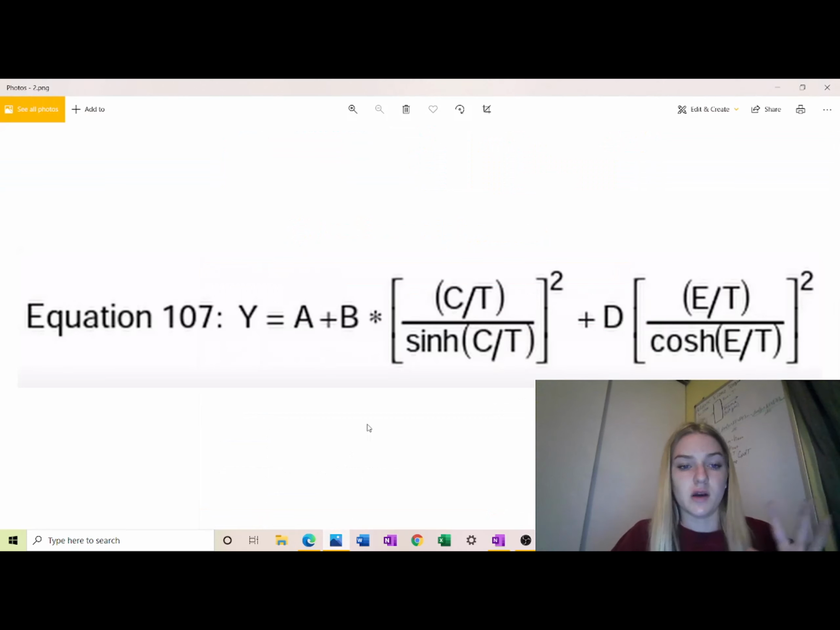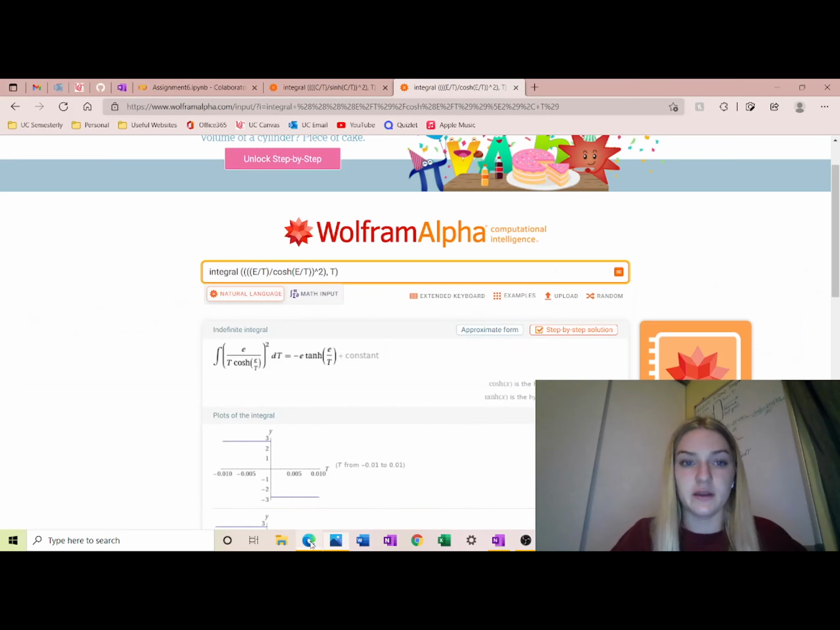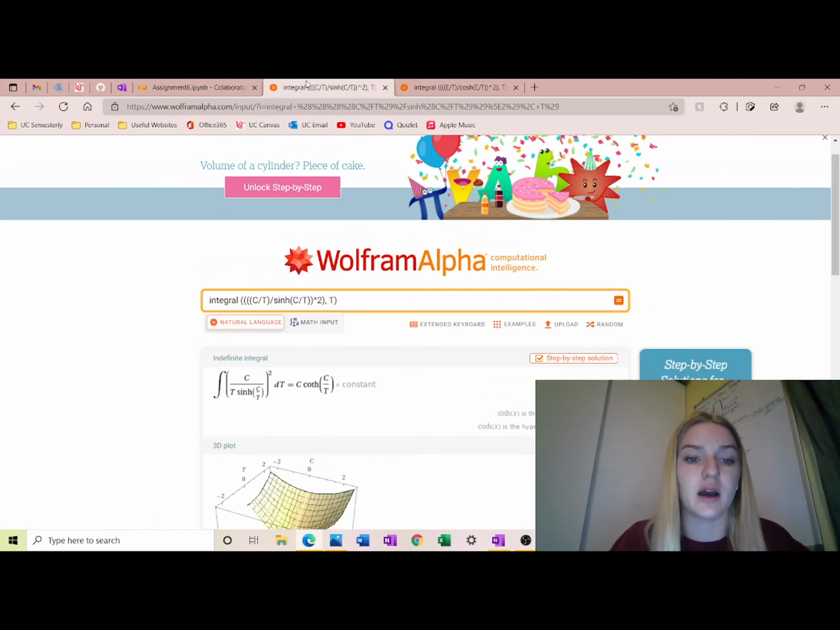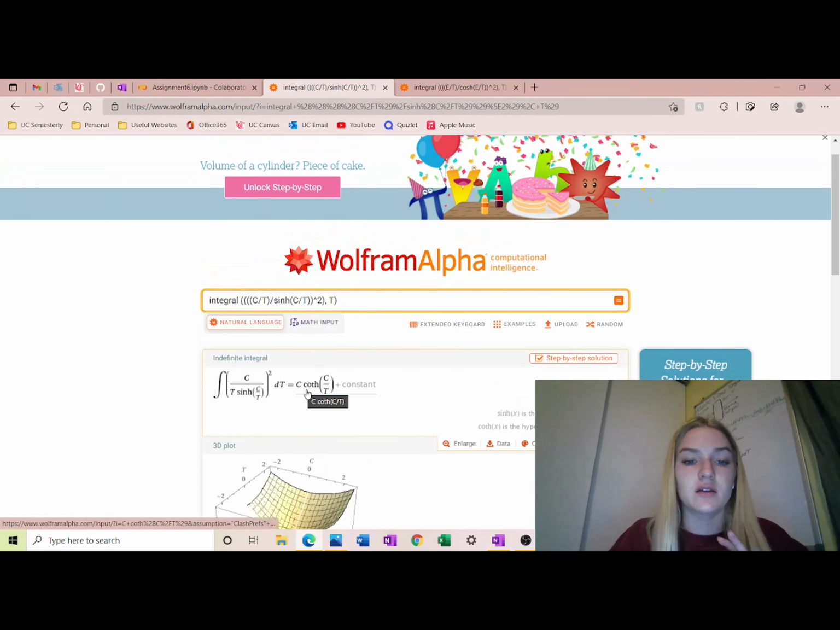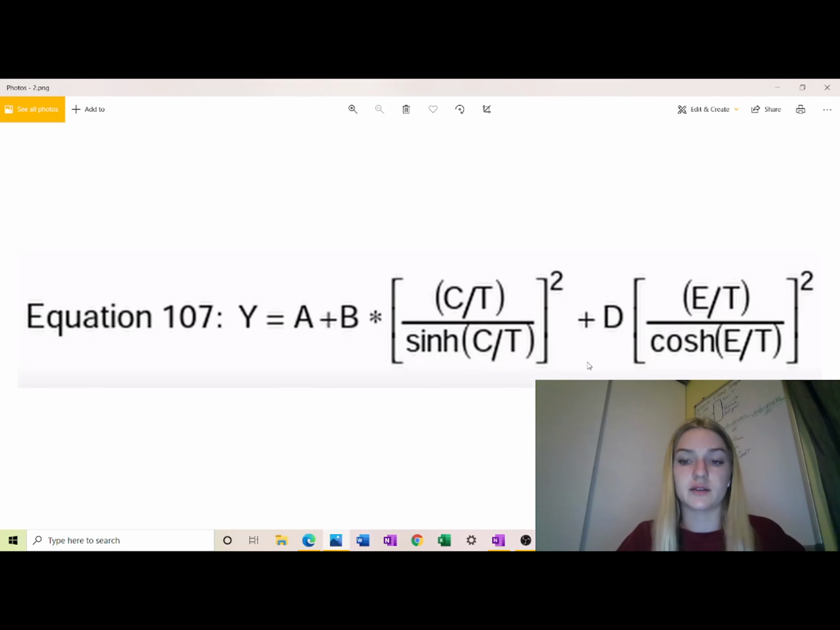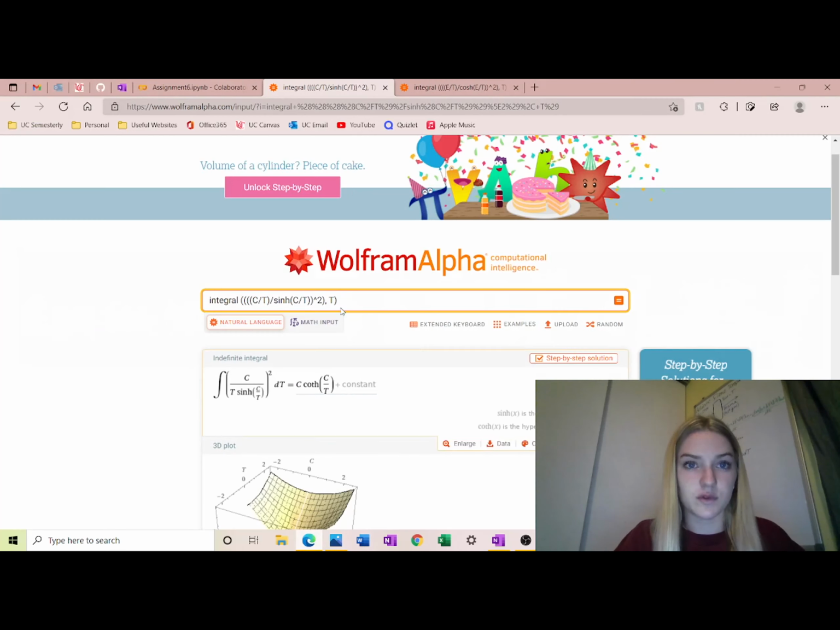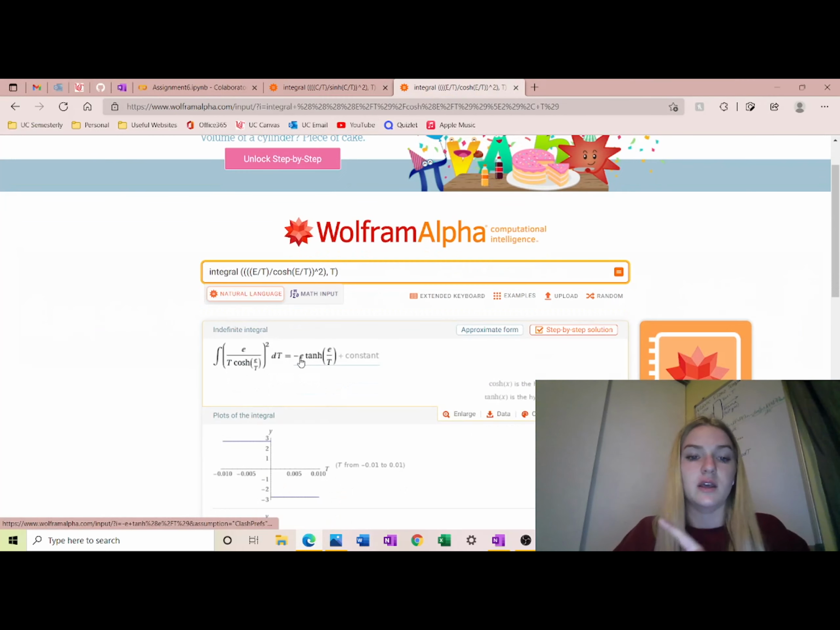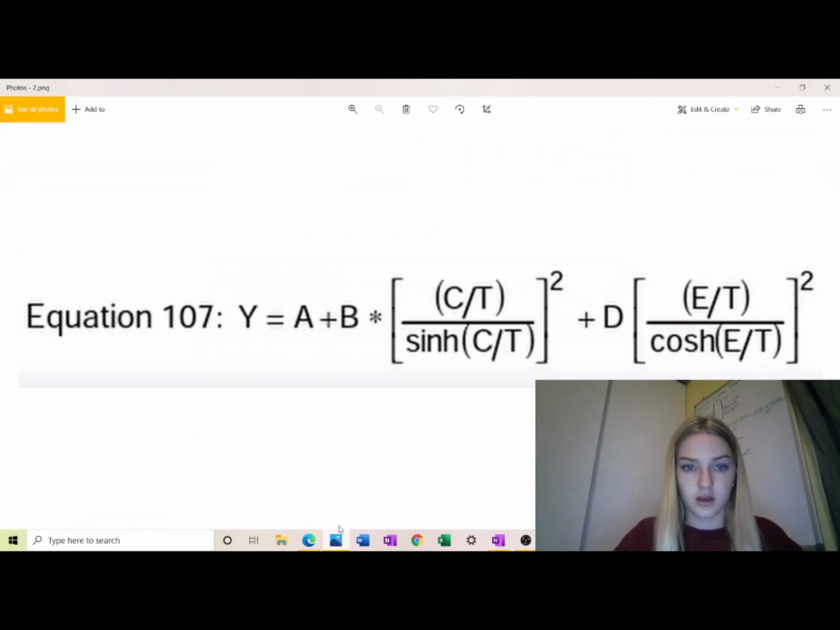So now if we go back and look at our equation, we are going to get y is equal to a times b, or plus b times c times the hyperbolic cotangent of c divided by t, and then we are going to get plus d times e times the hyperbolic tangent of e divided by t. So now we are going to go back to the whiteboard.